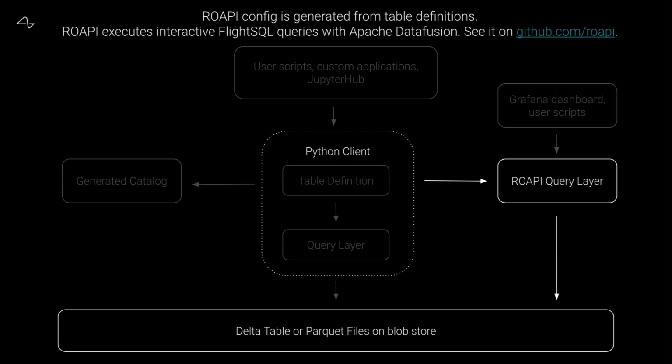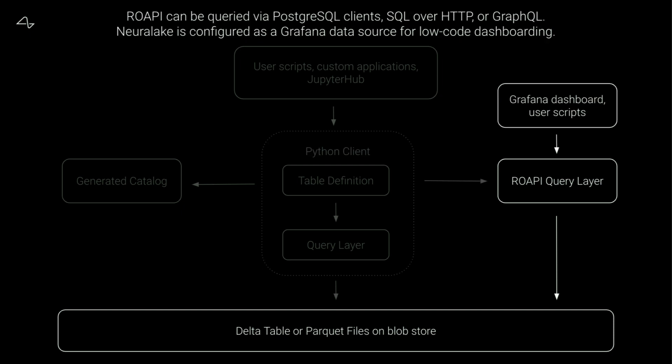So that is incredibly powerful, and RoAPI is stateless. You can scale it up, scale it down just by adding more instances, and RoAPI allows for really fast querying. And then Grafana, the dashboarding tool, can simply plug into RoAPI, because RoAPI takes HTTP requests containing SQL. It can be configured as a Grafana data source, and the Grafana dashboard can then just be built by users.